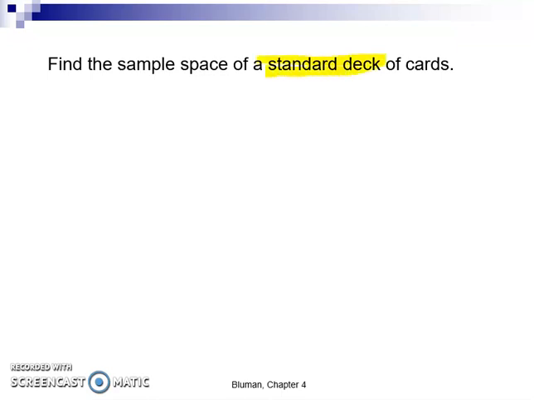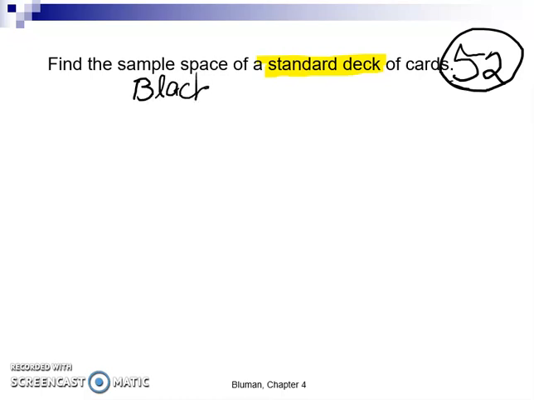Now, looking at a standard deck of cards. Standard deck of cards. So there's no jokers or anything like that going on in that deck of cards. Well, our sample space here with a standard deck of cards, we have 52 cards total in the deck, 52. Now, we need to kind of visualize what these 52 cards look like. Well, the deck is separated into 2 colors.